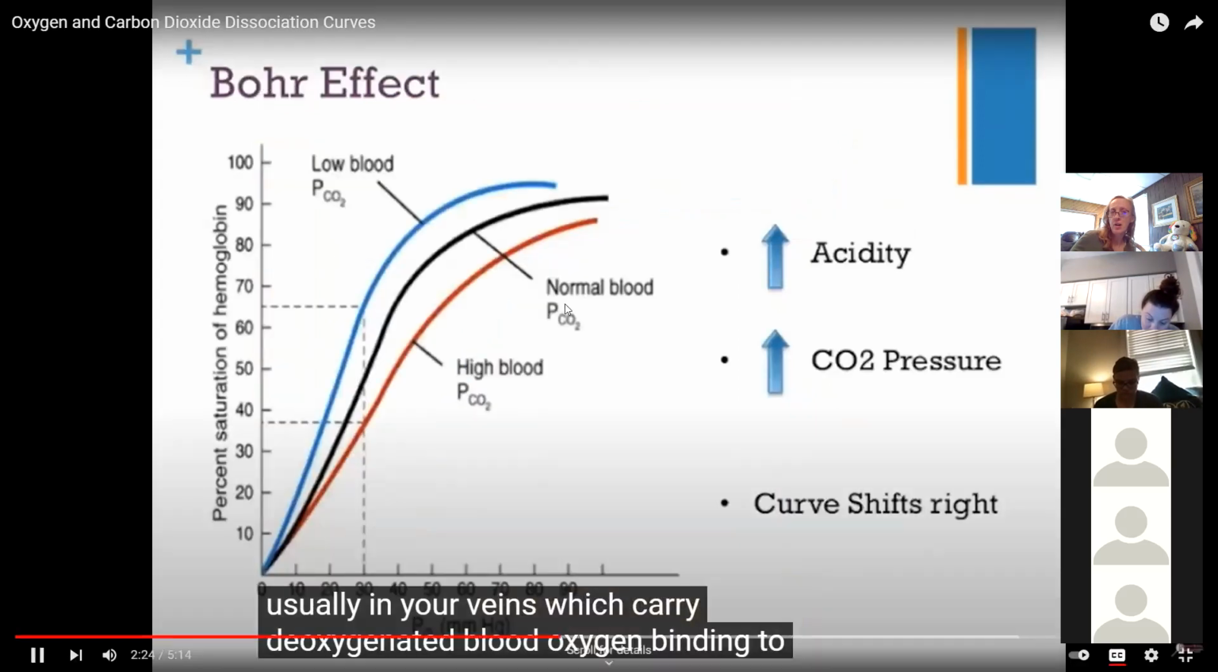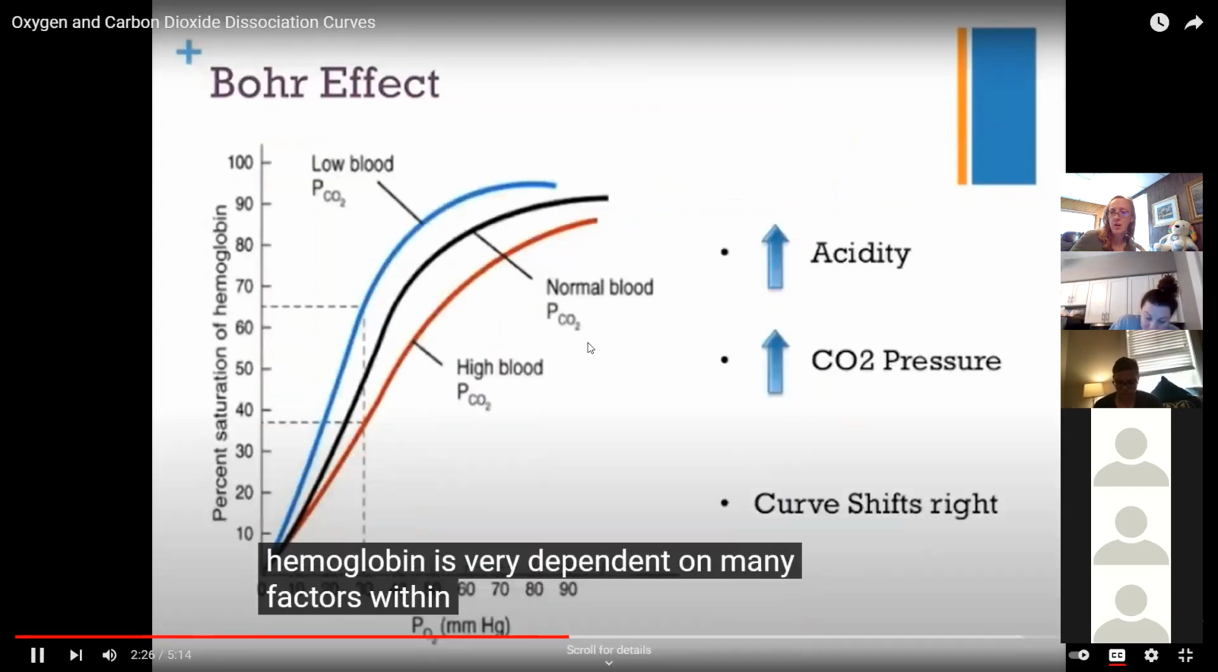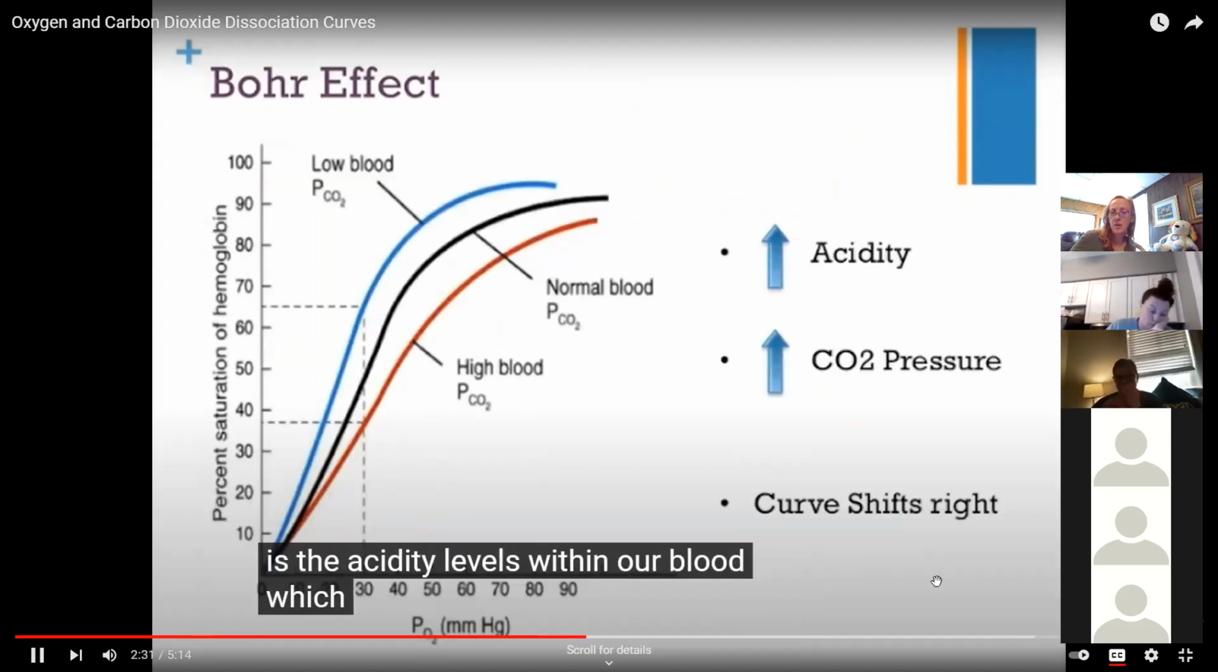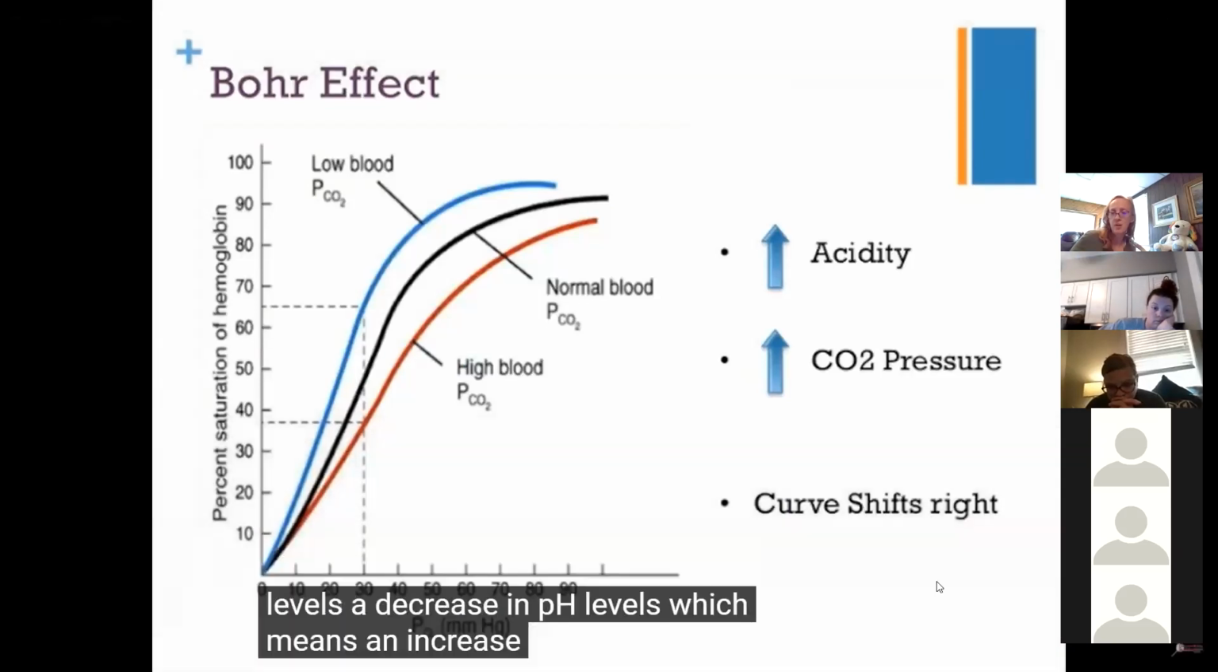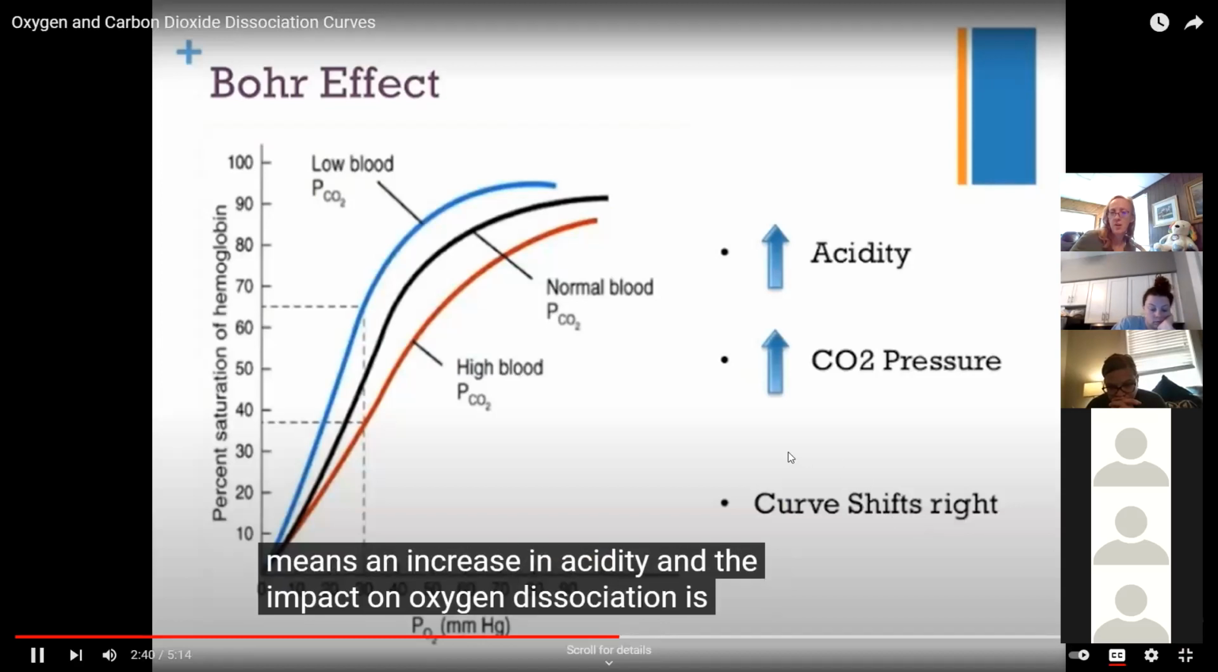Oxygen binding to hemoglobin is very dependent on many factors within our body. One major factor is the acidity levels within our blood, which is in response to carbon dioxide levels. A decrease in pH levels, which means an increase in acidity, has an impact on oxygen dissociation. How would increased CO2 levels result in increased acidity?